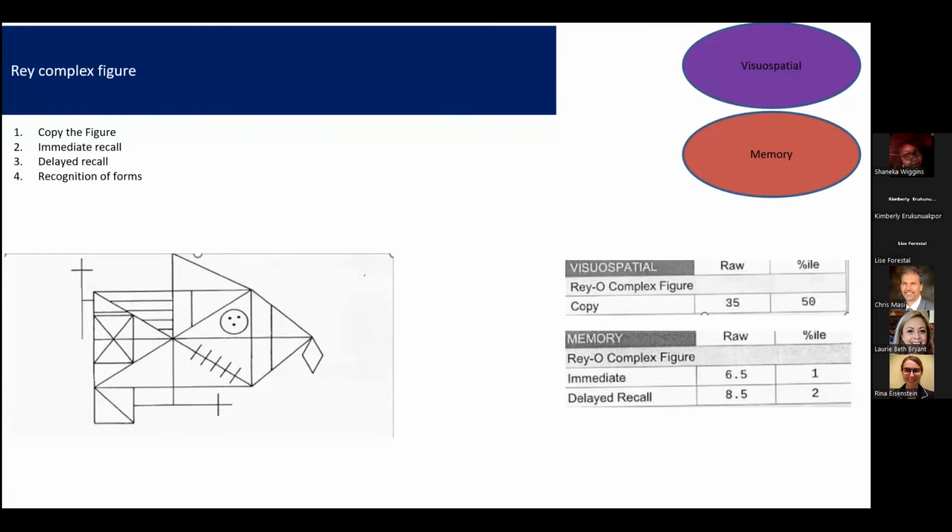This is the immediate recall. And then after some time, we ask the patient again for the delayed recall. This gives us a lot of information about visual memory. It's particularly important in patients who have aphasia, where you cannot test memory using words. So this is an excellent visual spatial and visual memory test. I like it a lot and it gives you a lot of information.